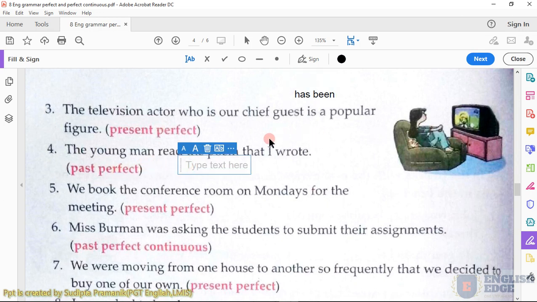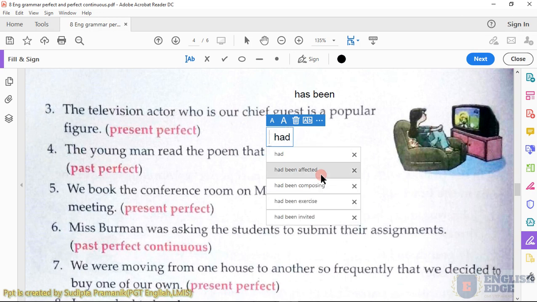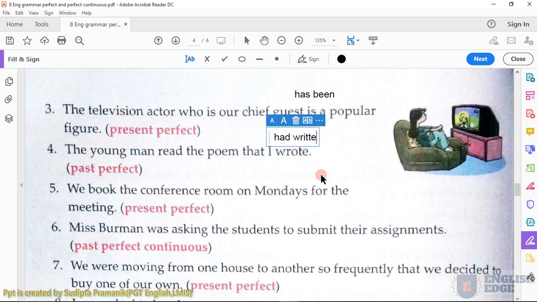Now the next. The young man read the poem that I wrote. The young man read the poem that I had written. In the place of wrote, I had written. Okay, it is the answer.